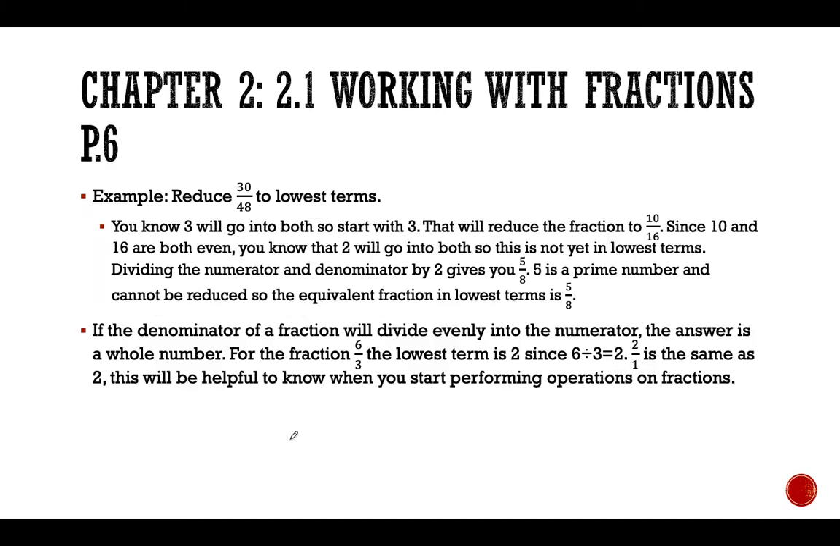Reduce 30 over 48 to lowest terms. You know 3 will go into both, so start with 3. That'll reduce the fraction to 10 over 16. 30 divided by 3 is 10. 48 divided by 3 is 16.